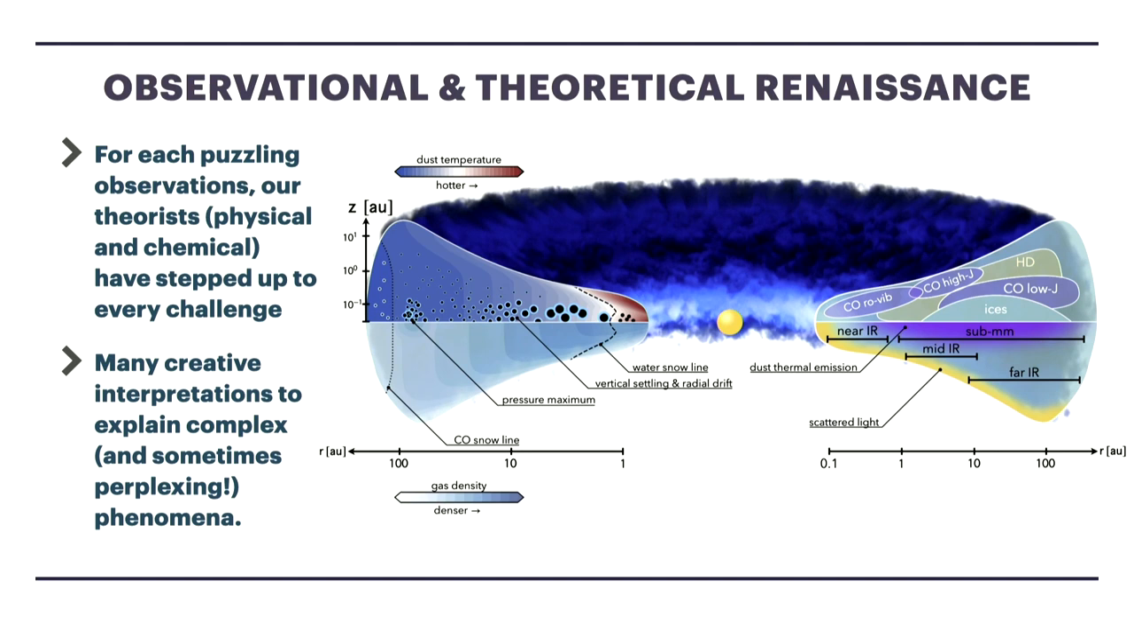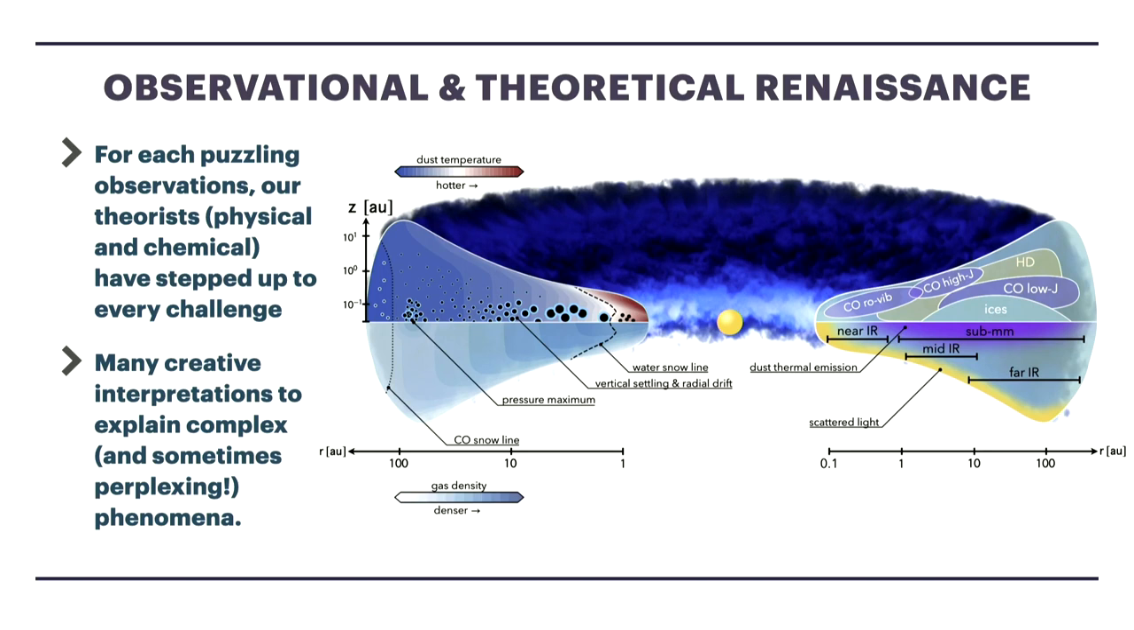Now, this decade of data has been met, as you could see in the previous talks, by a true theoretical renaissance to match. So for each of these puzzling observations of interesting exotic disk structures or parameters, both physical and chemical features, theorists have come up with very creative explanations to understand what we are actually looking at. And these creative interpretations often can explain and match data quite well, for sometimes very complex and often perplexing phenomena.